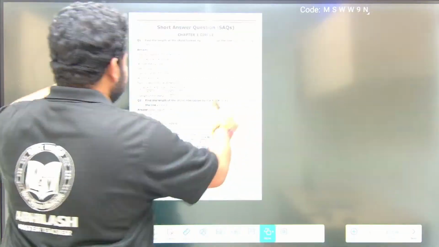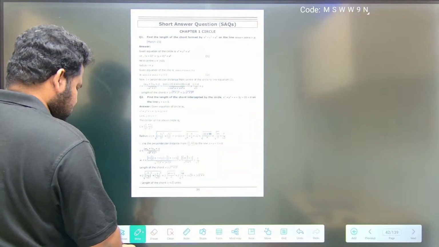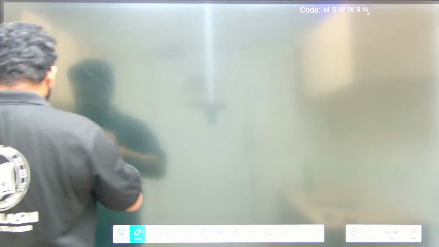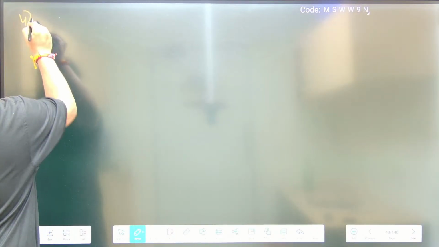Such questions we have already done in yesterday's class. Now let us do some important questions. The question that we have is, this is not in the booklet but this is important, so let's solve this question. So the fourth question we are having.